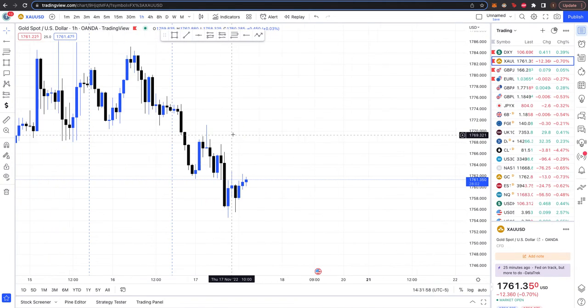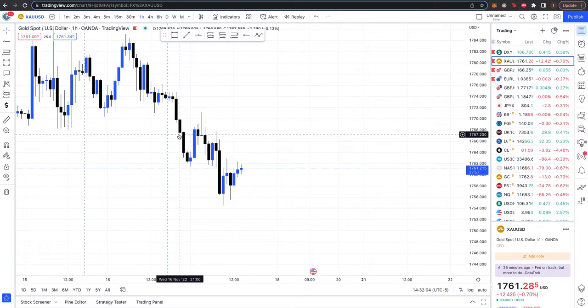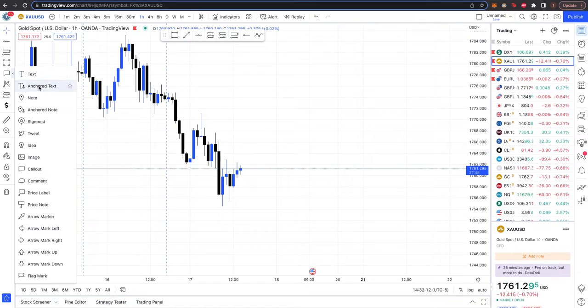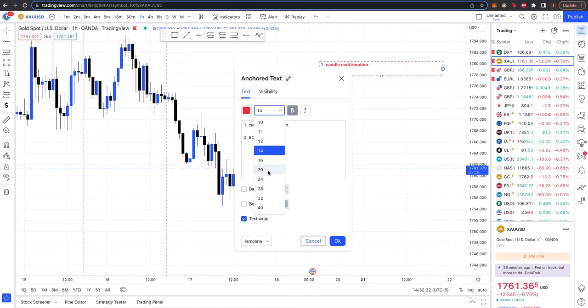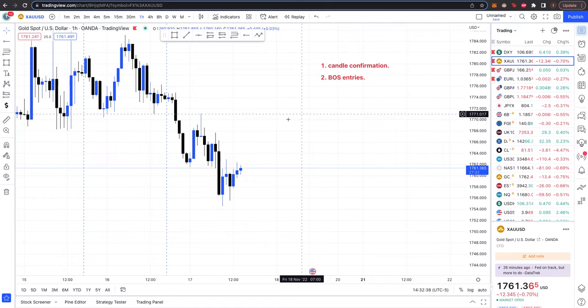So the first one that I'm going to talk about is entering based off of candle confirmations, right? So I'm going to just write the two forms that I'm going to be talking about over here so that they're pretty clear as to what exactly I'm talking about, right? So number one, we've got candle confirmations. And then number two, we've got break of structure entries, right? So let's make it a bit bigger, right? So these are really the two types of entry that I'm going to be talking about, right?